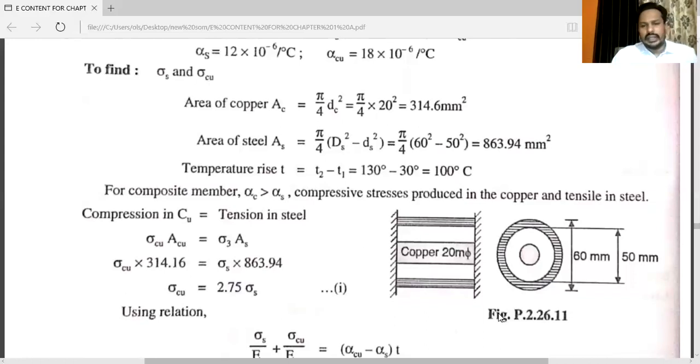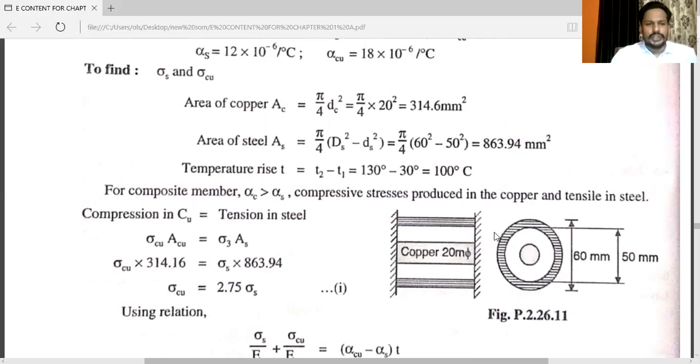See, as per the given data, this one is your copper rod having diameter 20 mm. This outside is the steel tube. You can see the front view as well as the side view. Outer diameter of steel is 60 mm, shown in the diagram. Thickness is 5. So inner diameter is 60 minus this 5 minus this 5, that is 50 mm. You can see the diameter 50 mm.